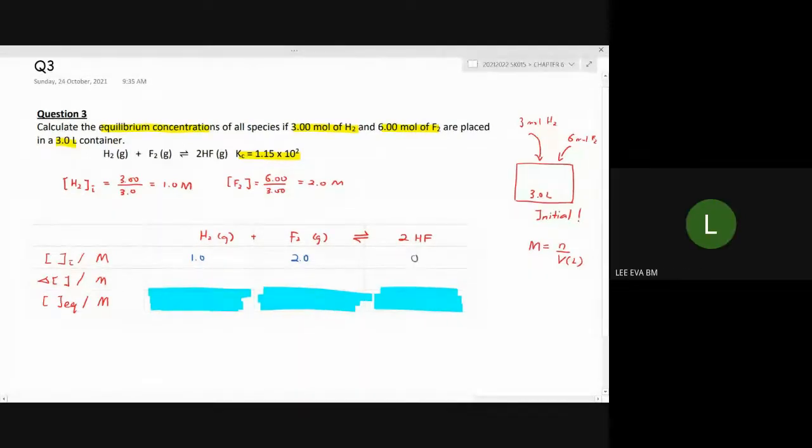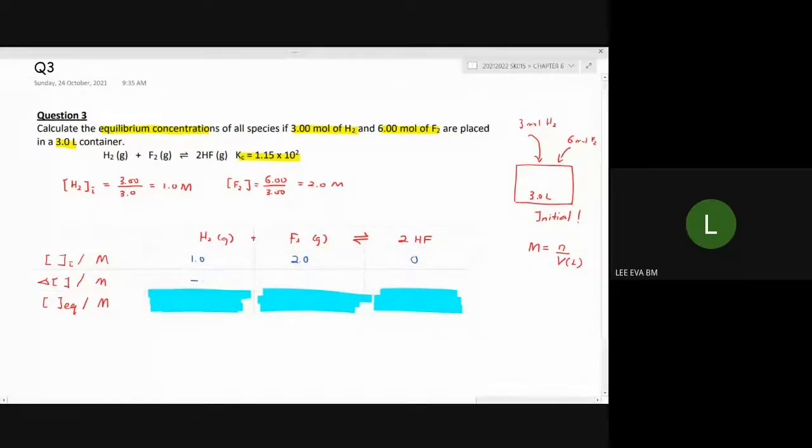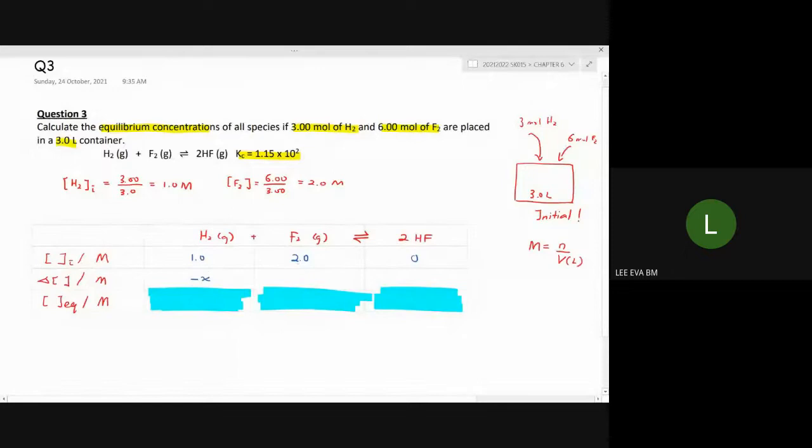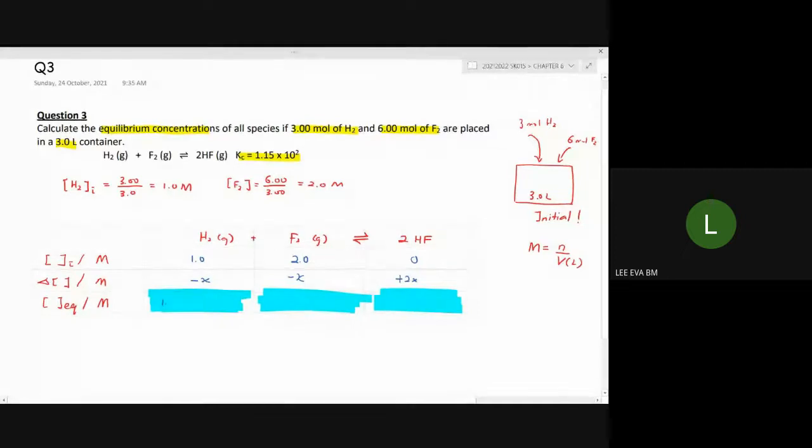What is the change for H2? Minus X. Sebab dia ratio 1. How about F2? Sama. HF? Plus 2X. Positive 2X, sebab initially don't have anything. So, of course, it will increase when the reaction happens. Okay, so now at equilibrium, we have 1.0 minus X, 2.0 minus X, and then 2X.